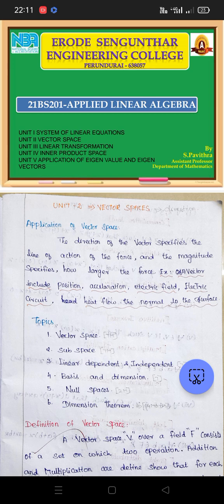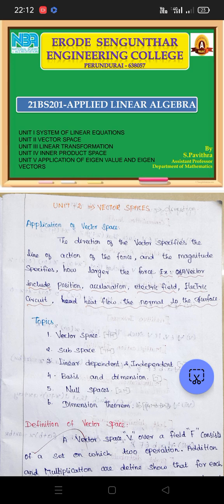Under this topic we are going to discuss the following. The first unit is systems of linear equations, the second unit is vector space, the third unit is linear transformation, the fourth unit is inner product space, and the fifth unit is application of eigenvalues and eigenvectors. Of these five units, we first discuss vector space.